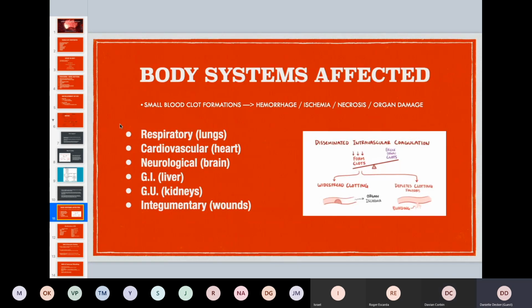Okay, so the body systems affected. We have a lot of small blood clot formations, which lead to either hemorrhaging or ischemia. It can also lead to necrosis and organ damage, which affects the respiratory, cardiovascular, neurological, GI, GU, and integumentary systems. The specific organs affected are the lungs, the heart, the brain, the liver, and the kidneys.